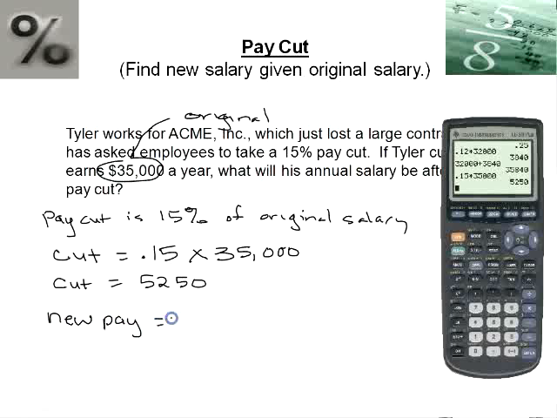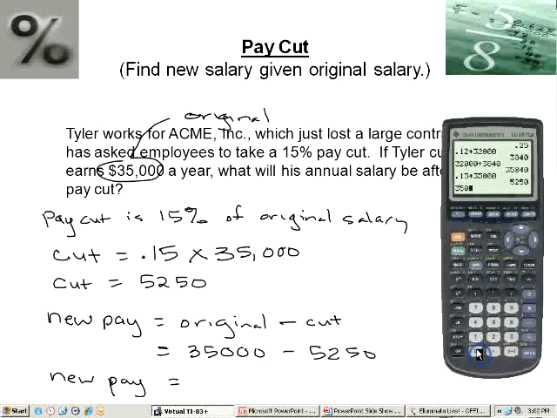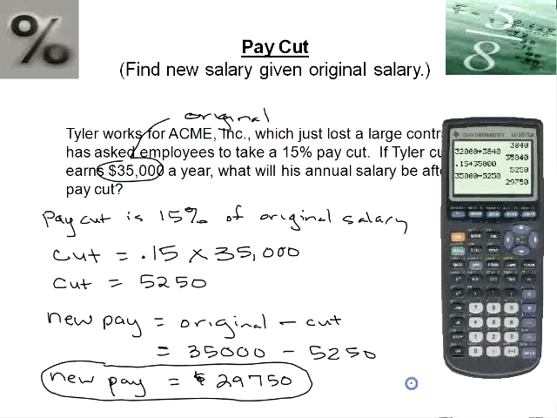So his new salary will be his original minus his cut, which will be the $35,000 minus the $5,250. So his new pay, $35,000 minus $5,250, will be $29,750. Again, in this example, we knew his original pay, and we used that to figure out his pay after the cut.